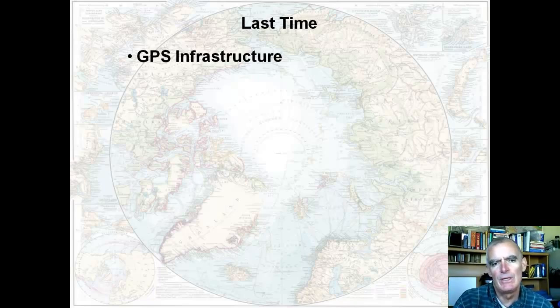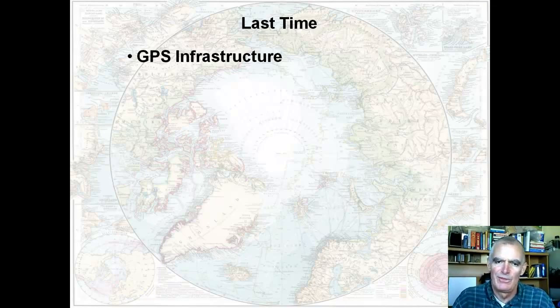Last time I talked about GPS infrastructure. Remember, there are three components to that. There's the space component, the satellites; the control component, which is the on-the-ground controlling of the satellites; and then there's the user component, which is the GPS receivers.